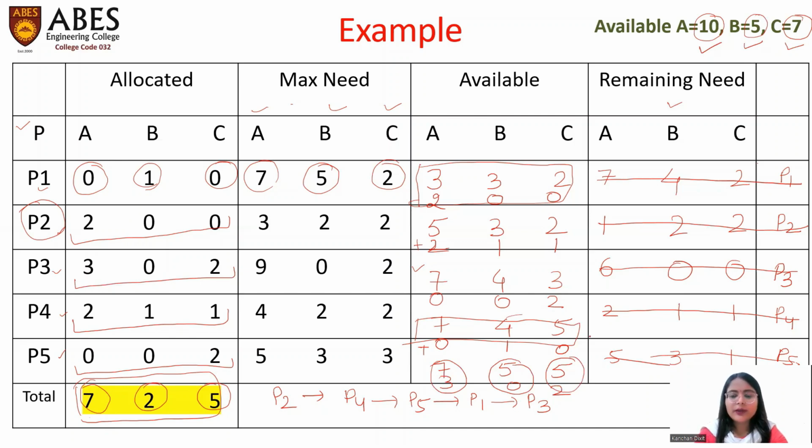So this is all about the Banker's algorithm. We can find out the safe sequence or the safe state of a system with the help of Banker's algorithm.